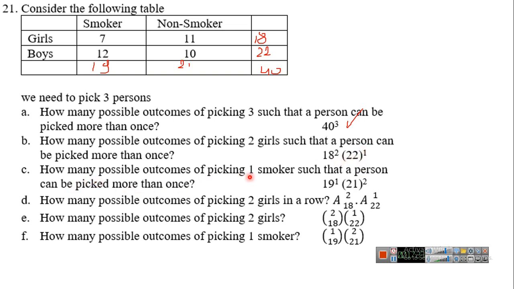How many possible of picking one smoker such that a person can be picked more than once? We're going to pick 3, but 1 is only smoker. So 19 power 1 and 21 non-smoker power 2.